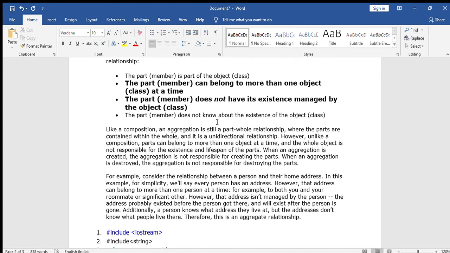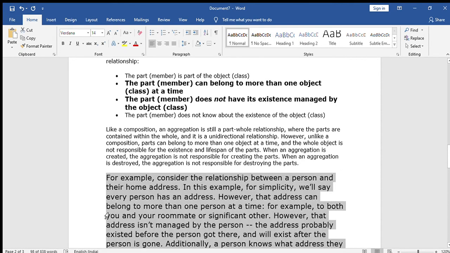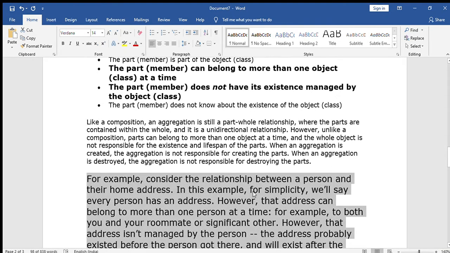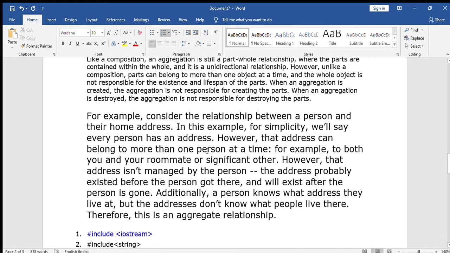Now the example. For example, consider the relationship between a person and their home address. In this example, for simplicity, we will say every person has an address. However, that address can belong to more than one person. I am making this somewhat bigger for clarity. So observe, the address can belong to more than one person at a time, for example, to both you and your roommate or significant other.